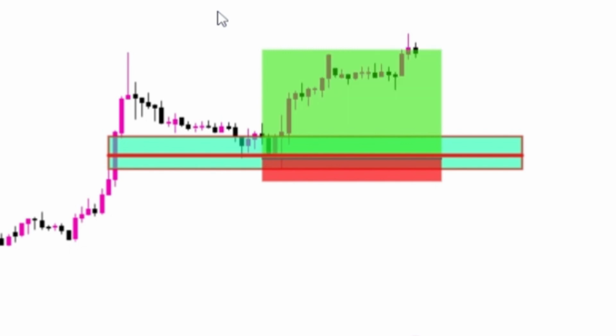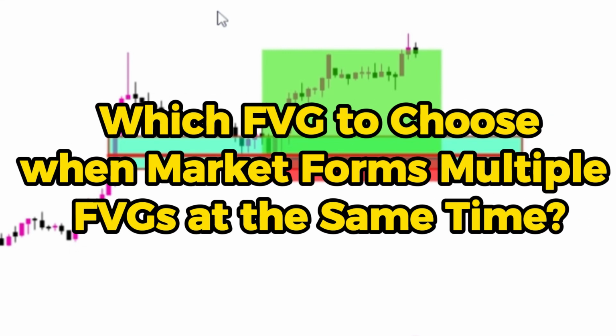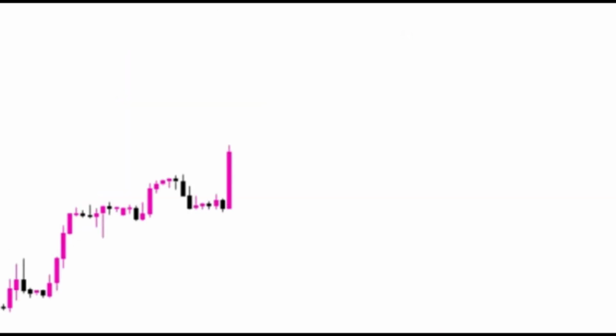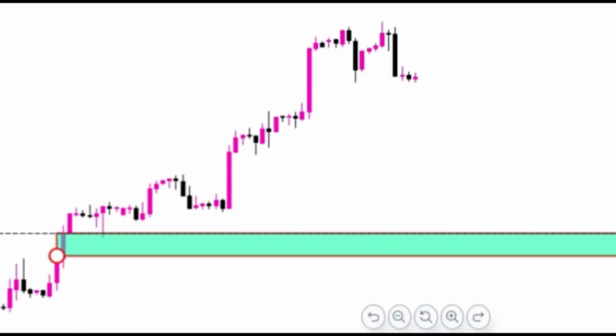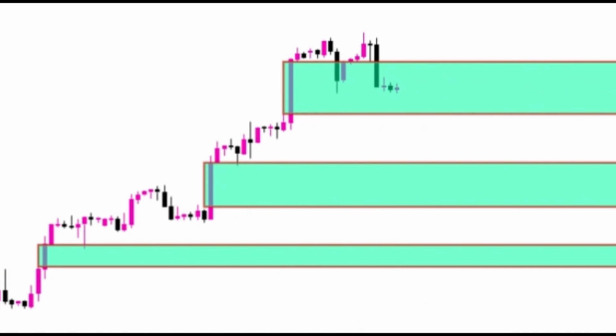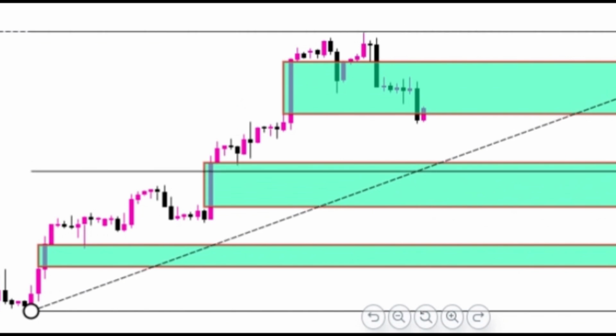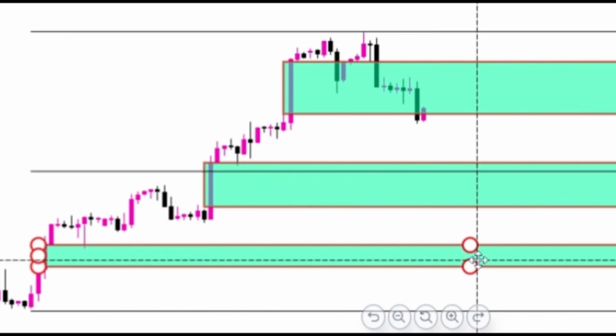Now let us see one more concept of the fair value gap. In this concept, we will learn how to identify the correct fair value gap when the market forms multiple fair value gaps at the same time. Let us learn this concept through an example. So, here we have the gold chart on the 4-hour time frame. We can see the market making multiple bullish imbalance candles here. Now we have these 3 fair value gaps here. A lot of traders would get confused when such a situation occurs in the market. We would use the premium and discount zones in order to find the correct fair value gap for taking entry into the market.